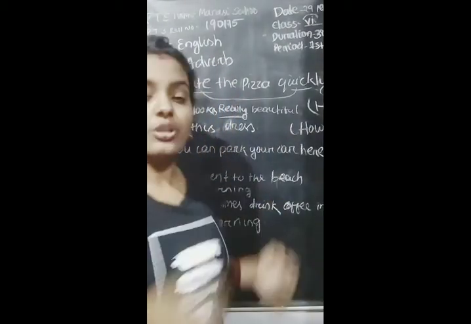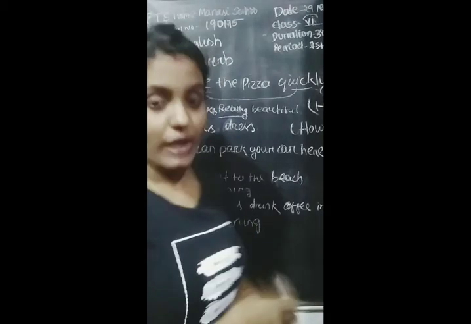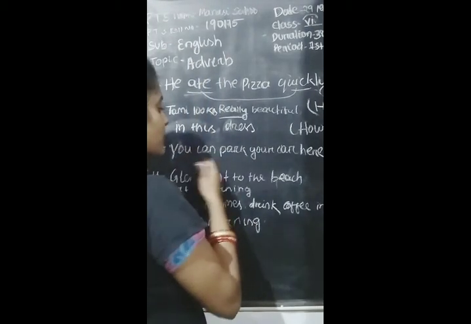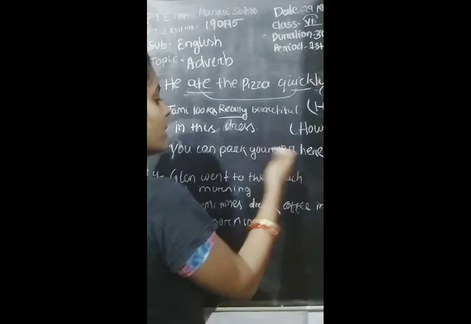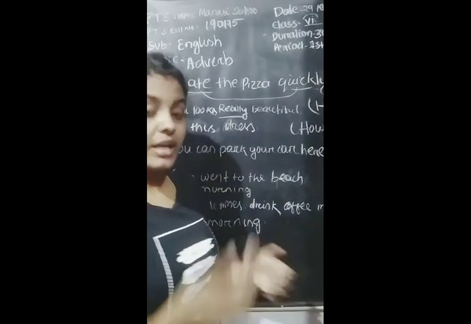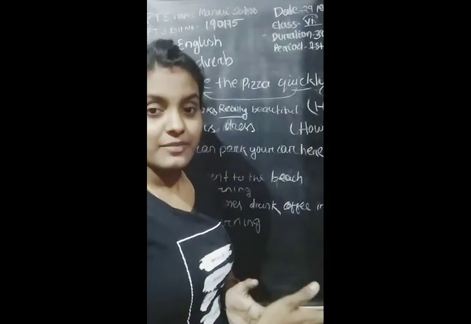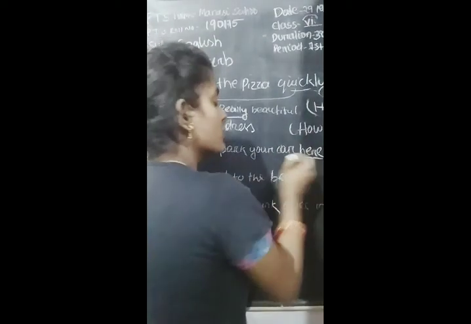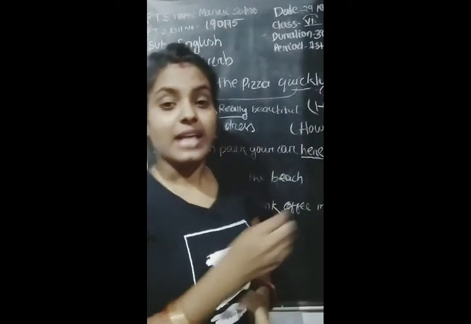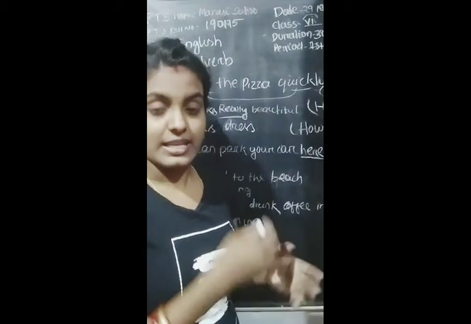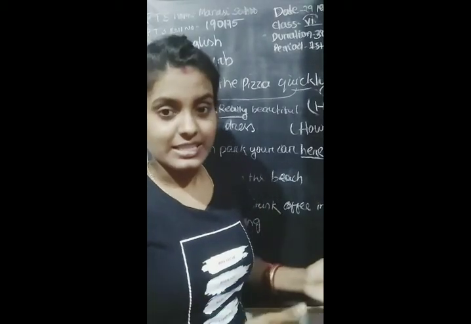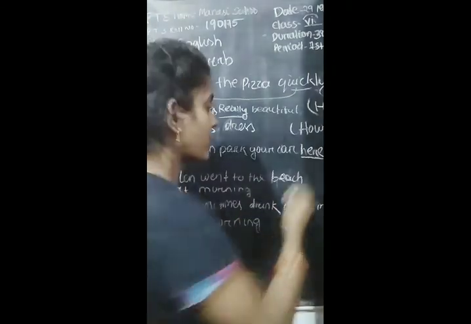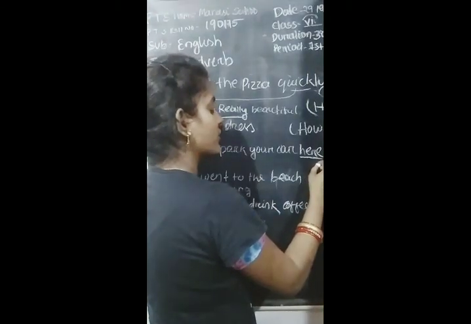Now let us move towards the third sentence. You can park your car here. Where can you park your car? Yes, very good, Rasmi. You can park your car here. The word here is an adverb in this sentence, and the question in this sentence is where. Where can you park your car?